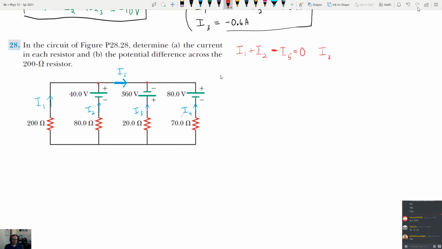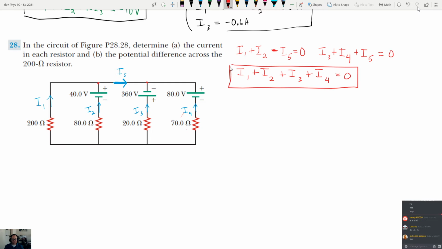For the other node, we're going to have I3 and I4 coming in, so we'll have I3 plus I4, and it looks like I5 is also coming in, so plus I5. Now we can reduce these down to one equation because if we add them together, what we're going to get is... So don't worry too much about the junction rule part for this one. That's all we're going to use for the junction rule. I think that's consistent, right? It's as if they're all going into one junction.